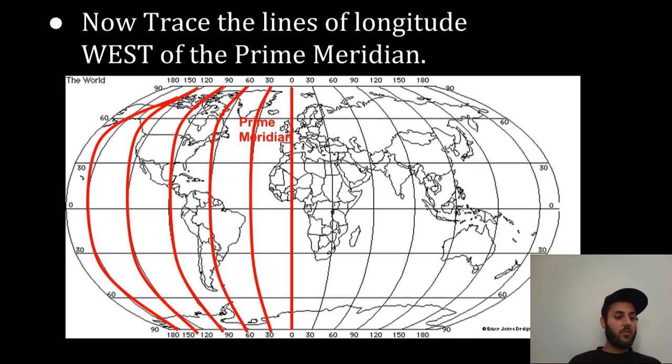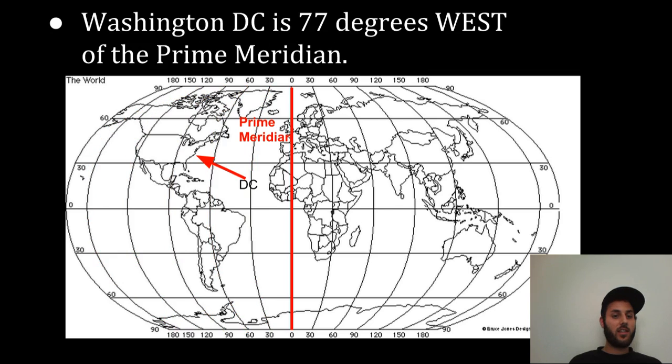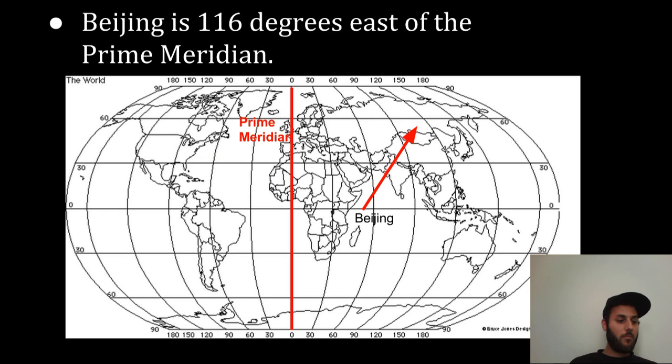Lines of longitude measure the distance from the prime meridian to another place on Earth. For example, Washington, D.C. is 77 degrees west of the prime meridian. That's where our 7th and 8th graders went last year for the end of the year trip. Beijing, the capital of China, is 116 degrees east of the prime meridian.